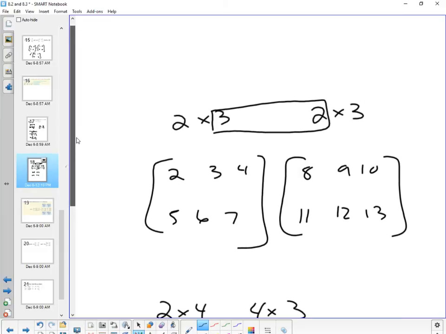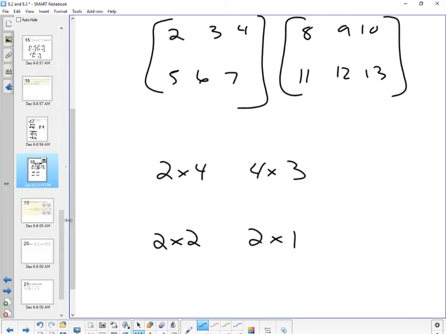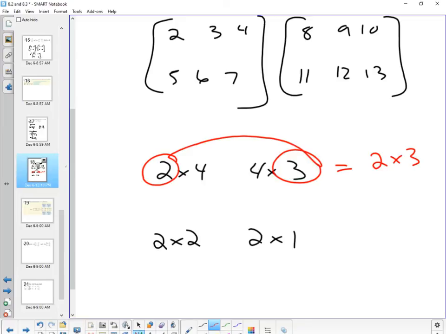You're right. Now, just an FYI, these can be done, correct? Yes. Once you finish, your resulting matrix will have the dimensions of the outside two. So if I multiply this 2 by 4 with a 4 by 3, then my answer will be a 2 by 3. If the insides match, I get what's on the outside. So what would I get for this 2 by 2 with 2 by 1? I would get a 2 by 1.